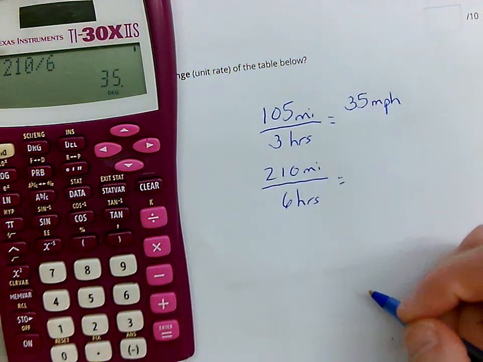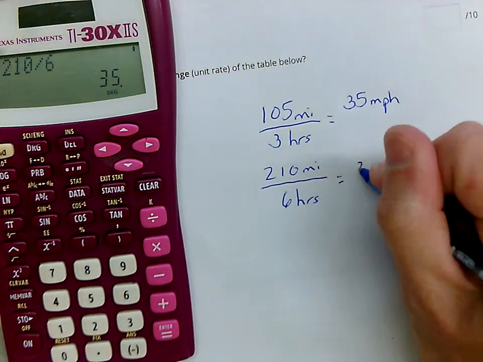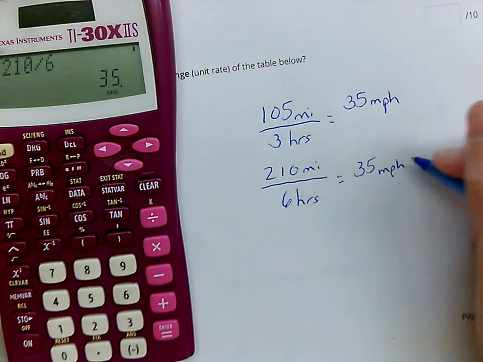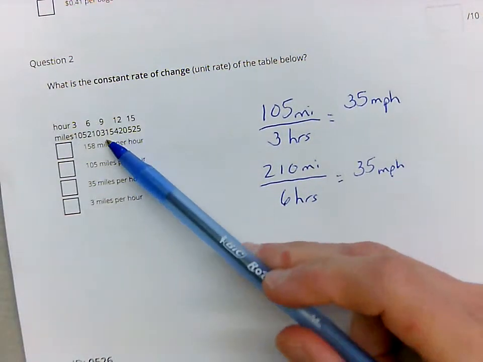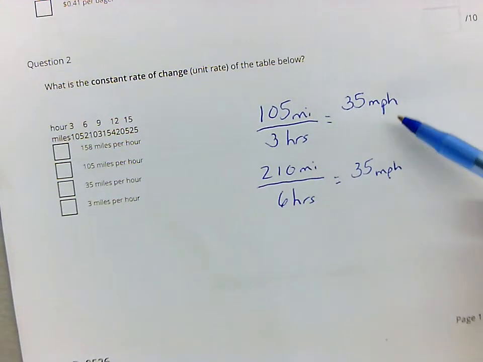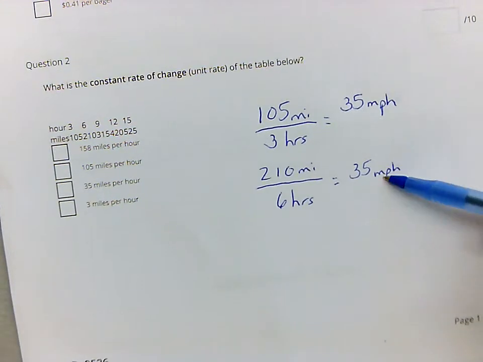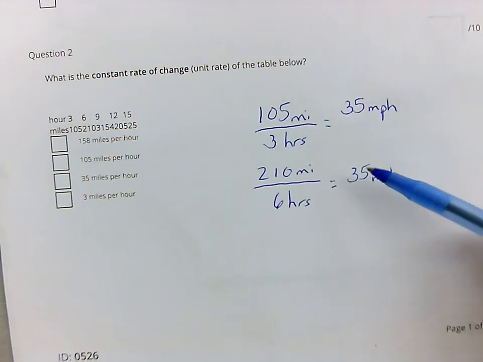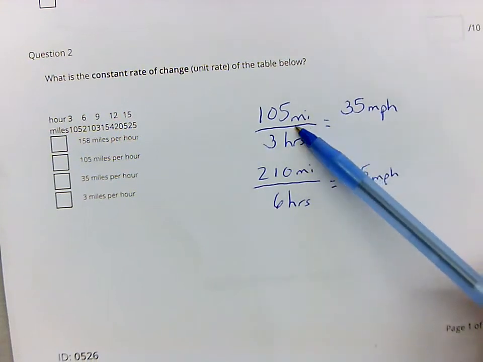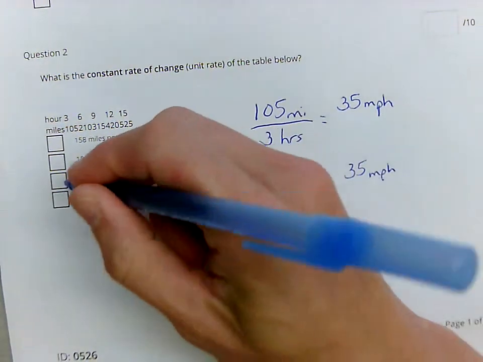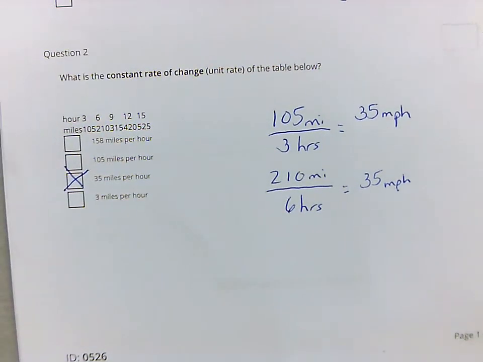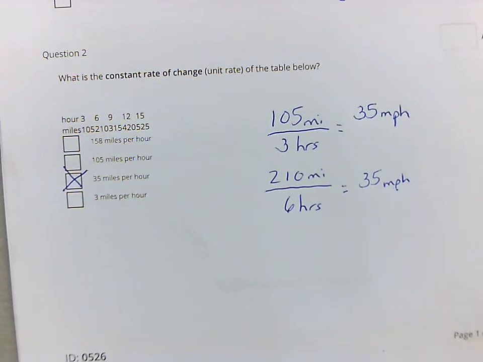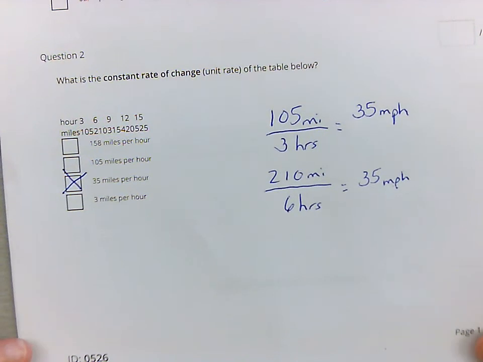And again, this is just the next spot on the table. Also, you're seeing 35 miles per hour. And if you were to keep going throughout the table and divide the rest of these out, you would see the exact same constant rate pattern, unit rate, that we saw at the very beginning, the first one we divided. So 35 miles per hour is what you're choosing. So for number 1 and 2 in Schoology, you should be selecting those answers, right? And you should have work written down. We're going to keep going.